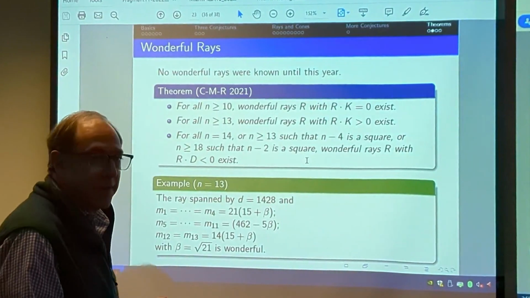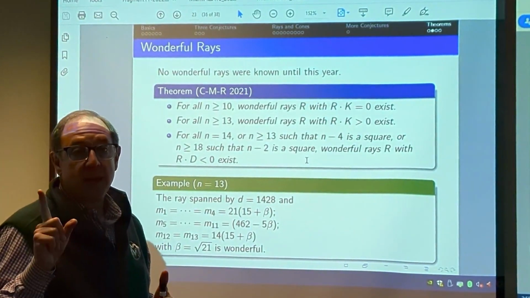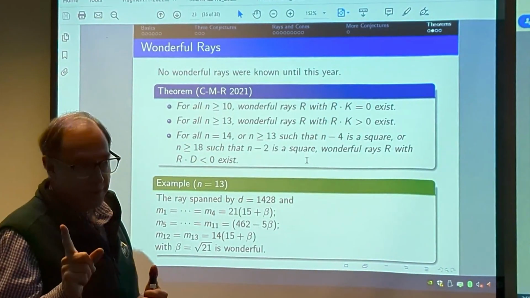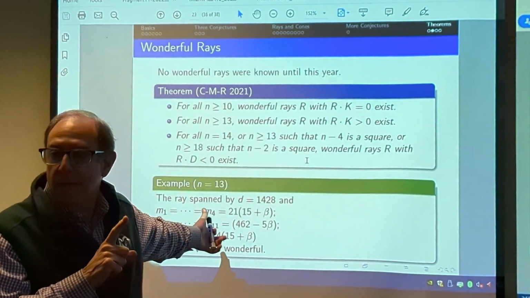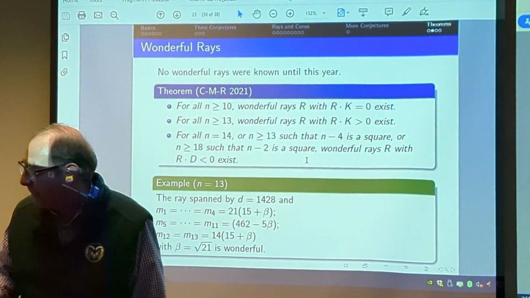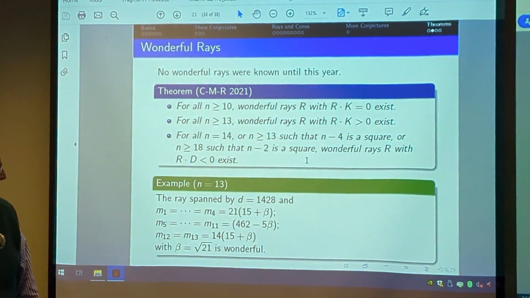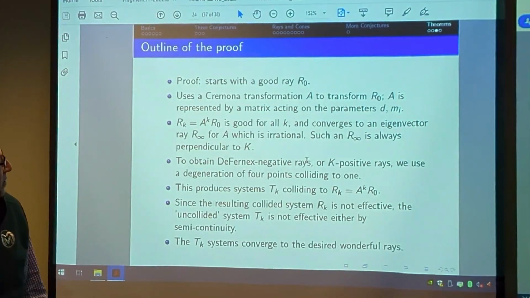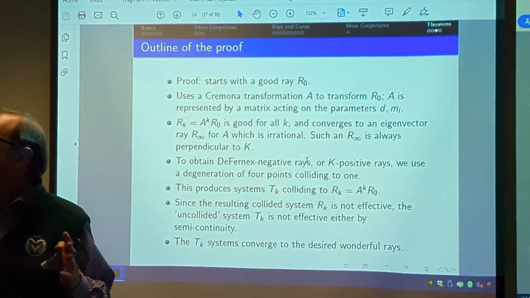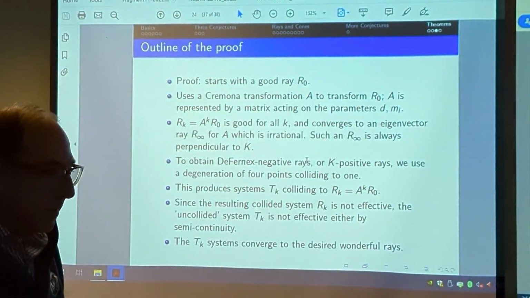And our proof that it's wonderful is we found a lot of good rays, which are extremal, for which this ray is the limit. You want to stare at it a little any longer? No. So what's just the outline of the proof? I'll just finish by, what do we do?